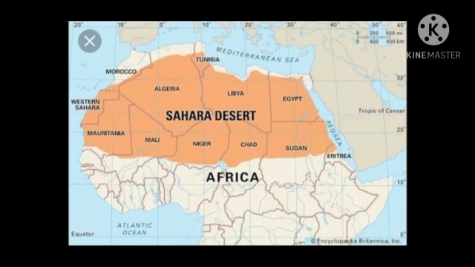As you can locate in the shown map, the Sahara Desert covers a large part of North Africa. It is the world's largest desert. It has an area of around 8.54 million square kilometers. The Sahara Desert touches 11 countries. These are Algeria, Chad, Egypt, Libya, Mali, Mauritania, Morocco, Niger, Sudan, Tunisia, and Western Sahara.